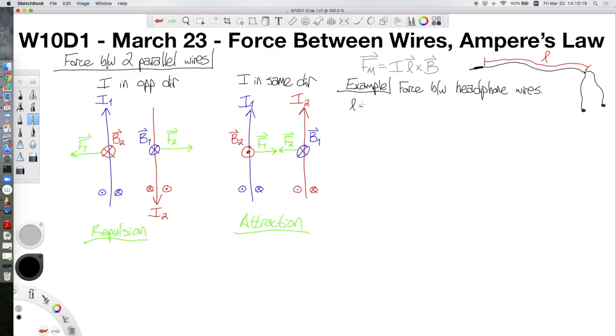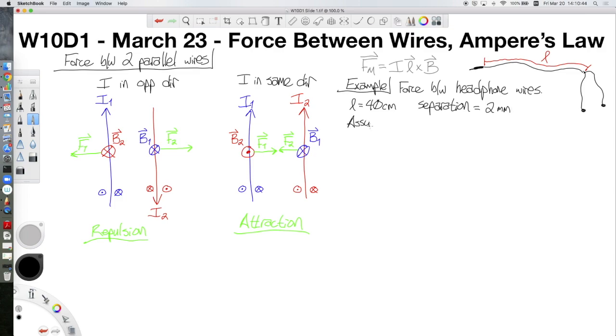Based on my own headphones, I calculate this length is about 40 centimeters. We're also going to need to know the separation between the two wires. And looking at my own headphones, it looks like the separation between them is about 2 millimeters.